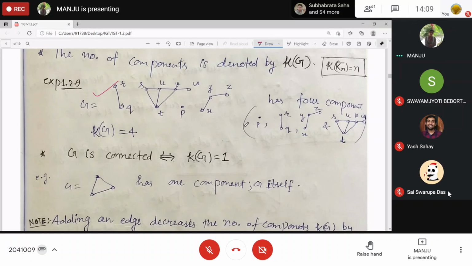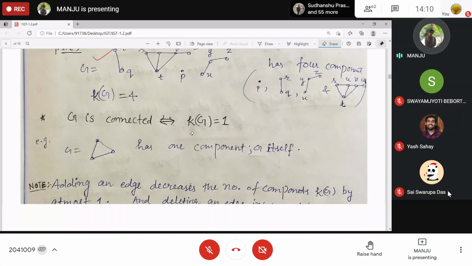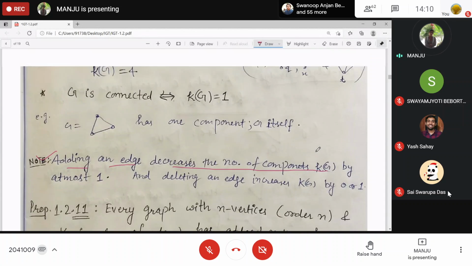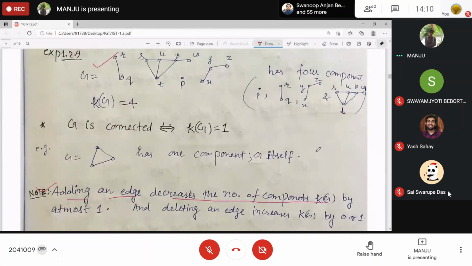Clear? If you add this one, the number of components decreases by 1. If you add this edge, it remains the same. One edge at a time, I'm saying. The statement I wanted to make: adding any edge decreases the number of components by at most 1. Whether it is 1 or 0, meaning there is no decrease or a decrease by 1.